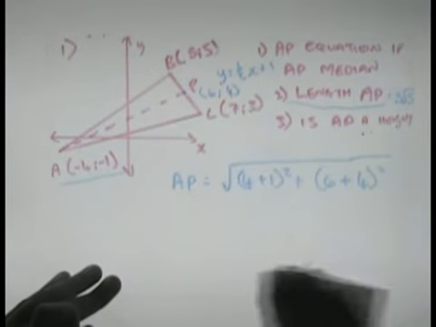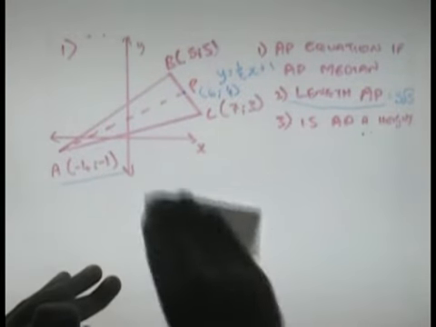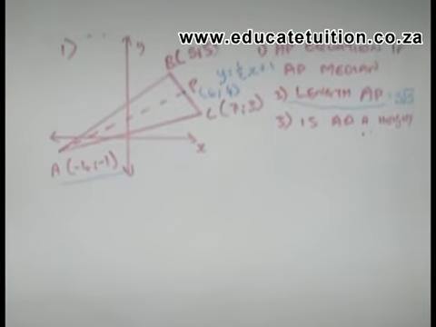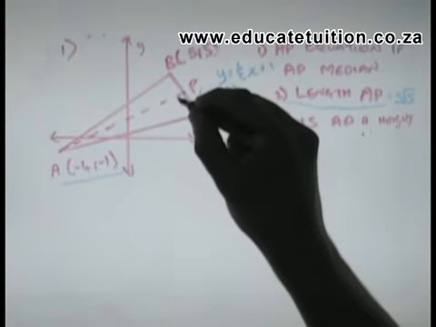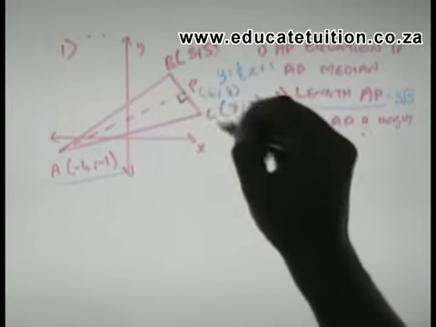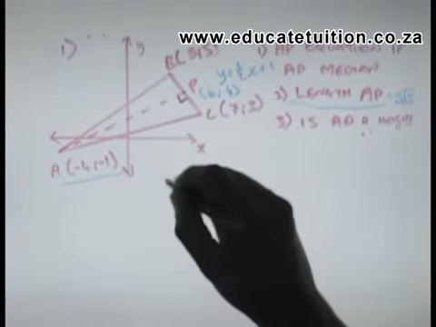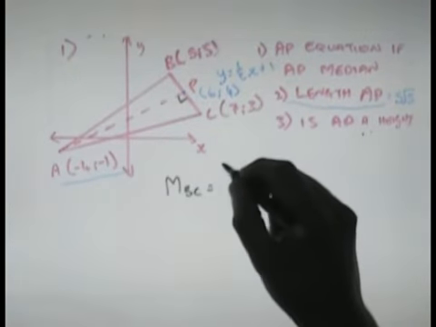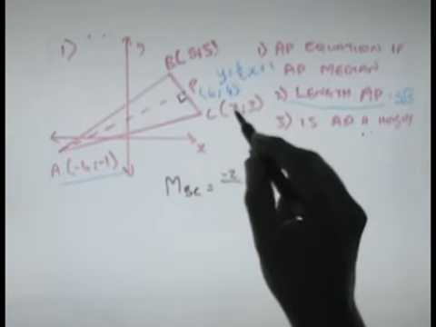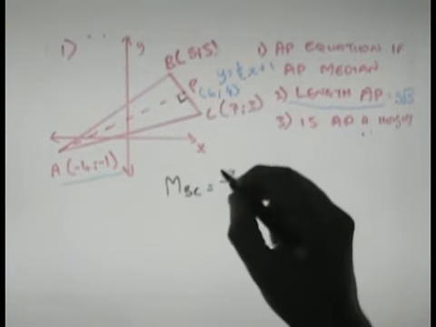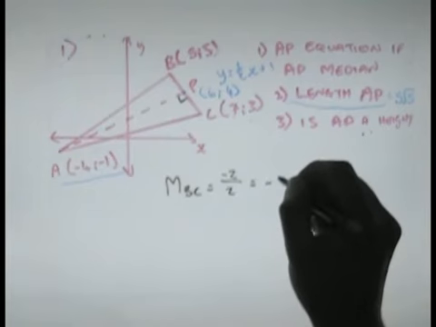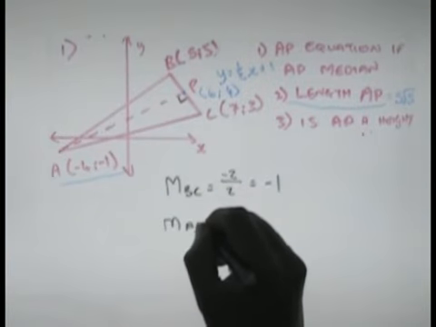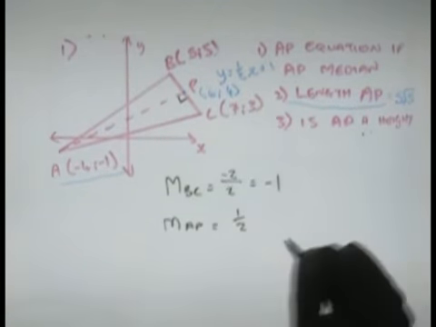The next thing I asked you was, is AP a height? Now if AP is a height, it means that the gradient of AP would be the perpendicular gradient or the negative opposite gradient of BC. The gradient of BC is equal to y2 minus y1, 3 minus 5 is negative 2, over x2 minus x1, 7 minus 5 is 2, which is equal to negative 2 over 2, which is negative 1. And the gradient of AP we know is equal to positive a half.